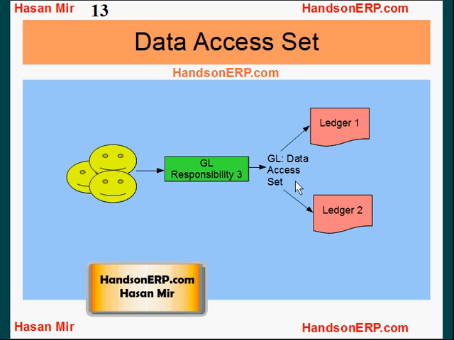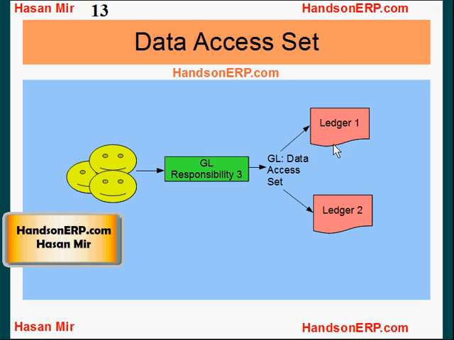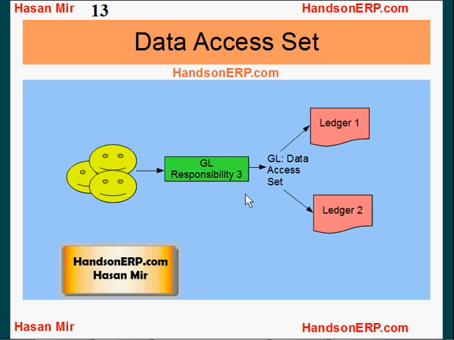So a data access set is a container of ledgers, so you can create your own data access set and you can put multiple ledgers in that data access set. There is a certain restriction. You can only put those ledgers together in one data access set that follow the same chart of accounts structure and calendar, etc. But you can group ledgers together, and then you can assign the data access set to a certain responsibility, and whoever has this responsibility will get access to multiple ledgers. So this is how we do it in GL.